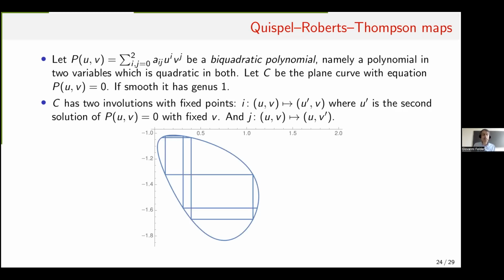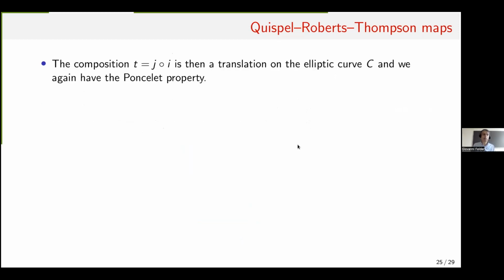And then you can iterate those involutions. So you start from a point on the curve, you go down along a vertical line until you hit it again, then you go horizontally until you hit it, and so on. So you get some nice picture like this. And again, these are involutions with fixed points, which are the boundary points, points of tangency with horizontal and vertical lines. And the composition is a translation on the elliptic curve.